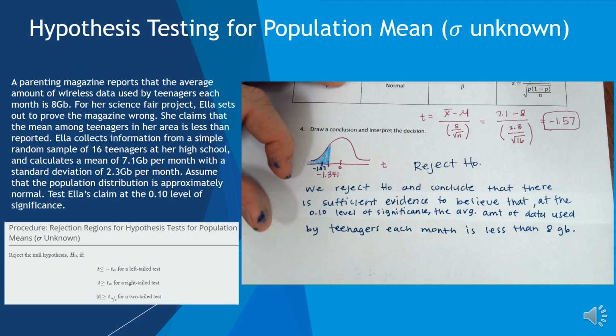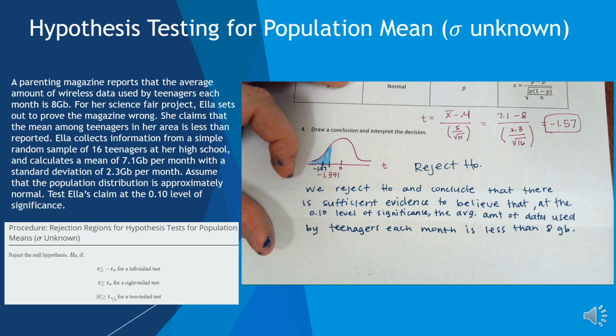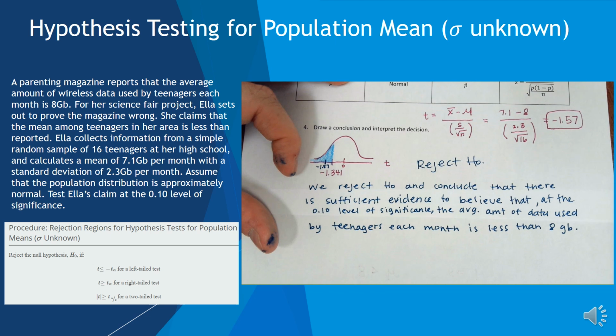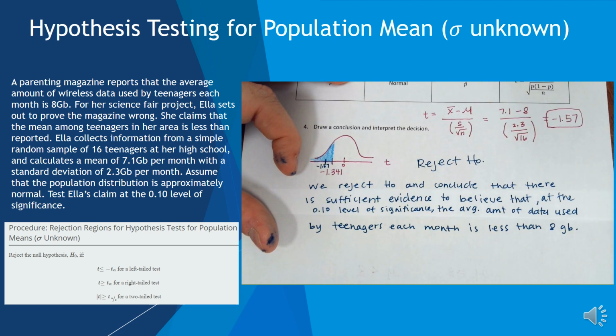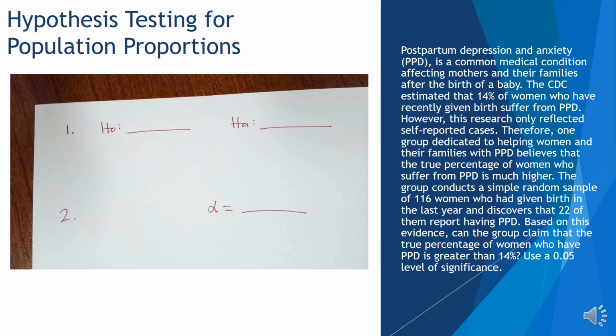All right, so now we've gone through an example with both versions of our hypothesis test for population mean, where we do know the population standard deviation and where we do not know the population standard deviation. So now let's look at a hypothesis test for a population proportion. All right, let's look at our last example. This is going to be a hypothesis test for population proportion.